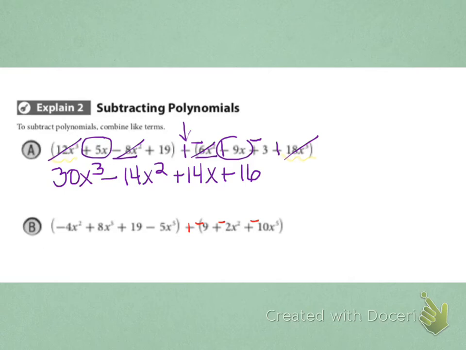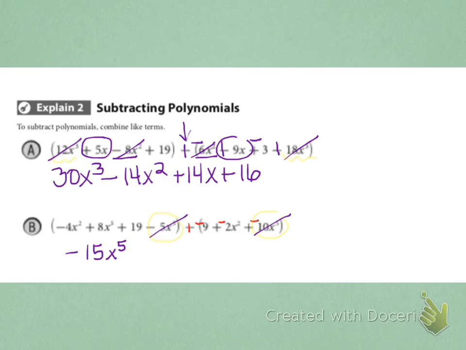So again, if you want to go through and find the highest degree terms, it looks like there's some x to the fifths. Although this looks kind of blurry on here, that's a negative 5x to the fifth and a negative 10x to the fifth, which makes negative 15x to the fifth power. And then I'm going to cross those off.